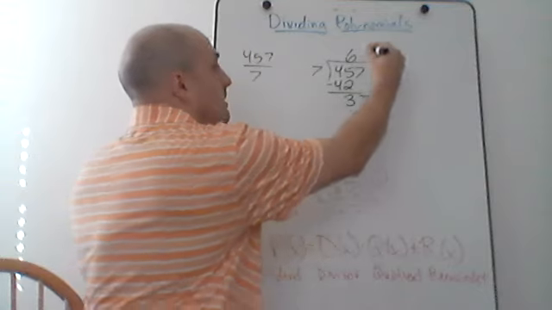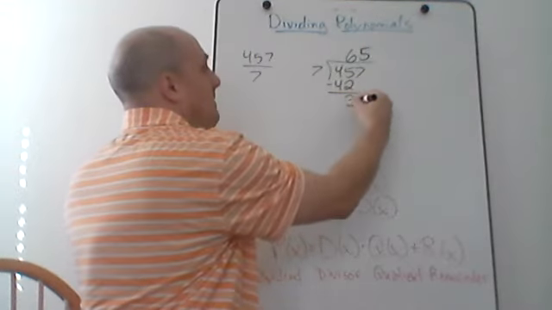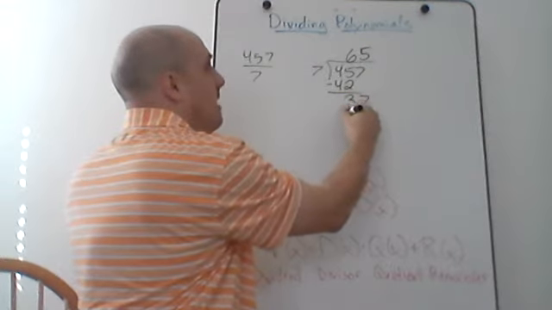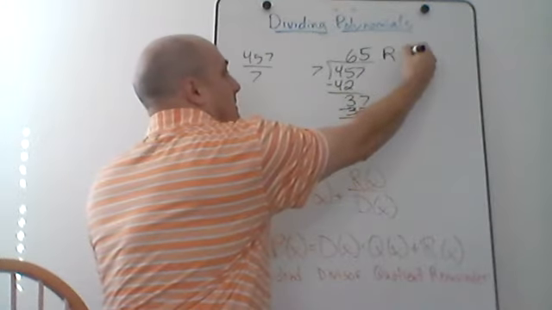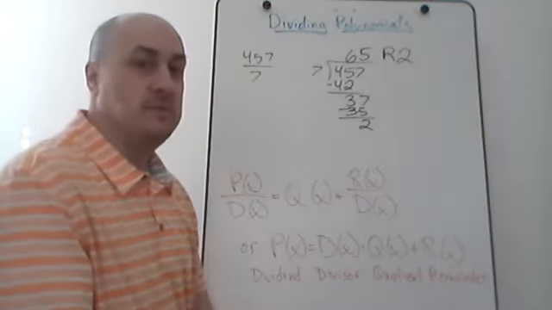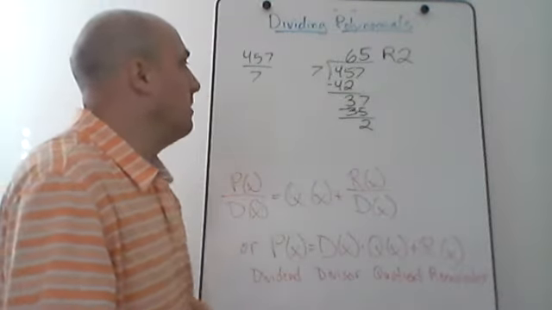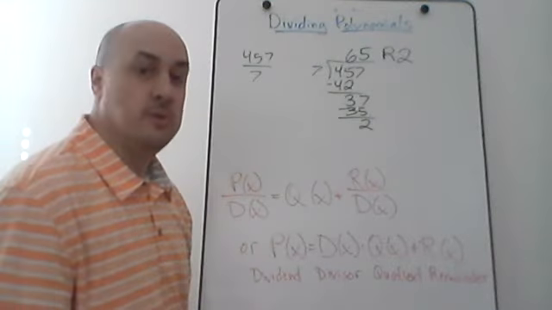So 7 goes into 37 5 times. 5 times 7 is going to be 35. And then I subtract 37 minus 35 and I get 2. So I get 65 with a remainder of 2. 7 goes into 457 65 times with 2 left over.